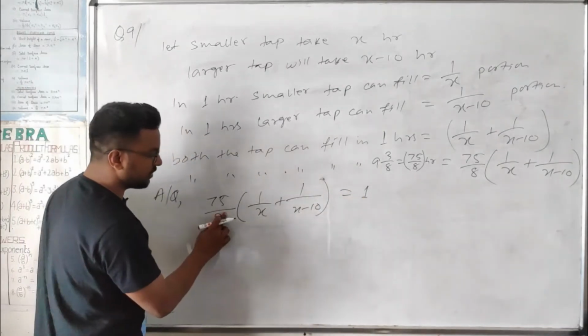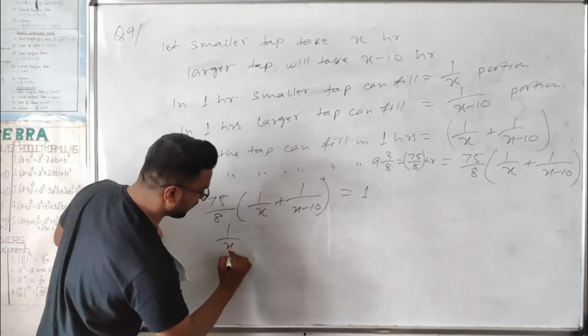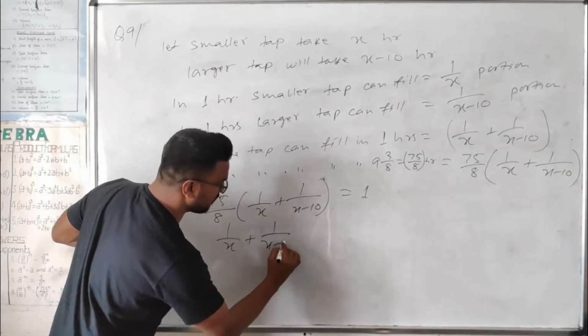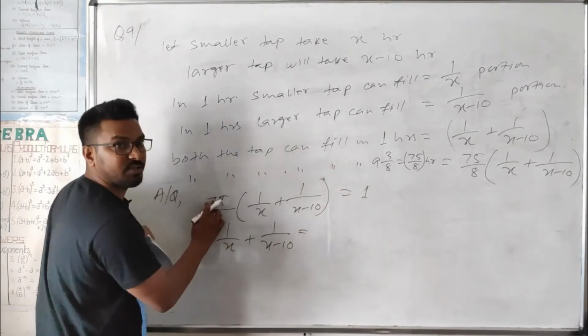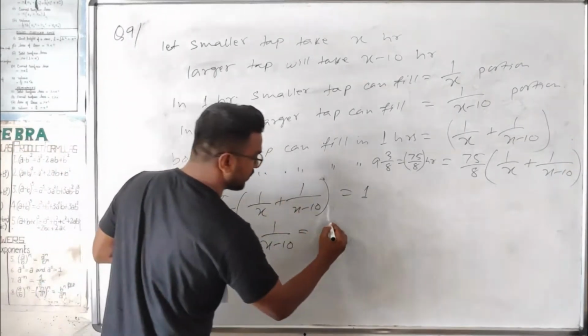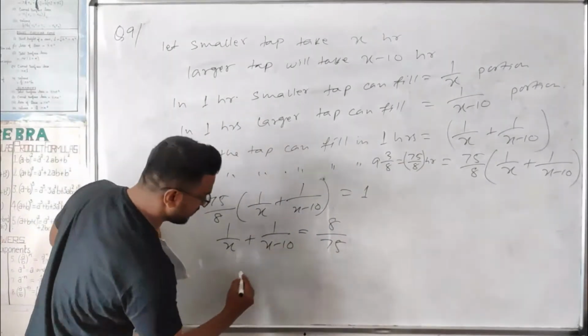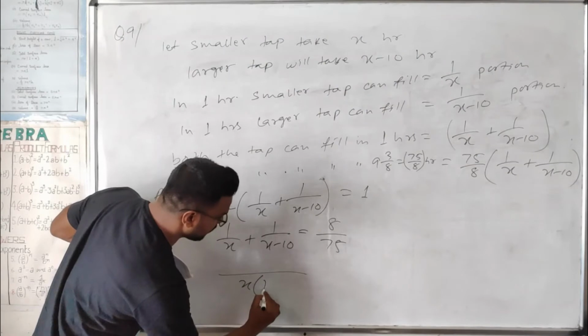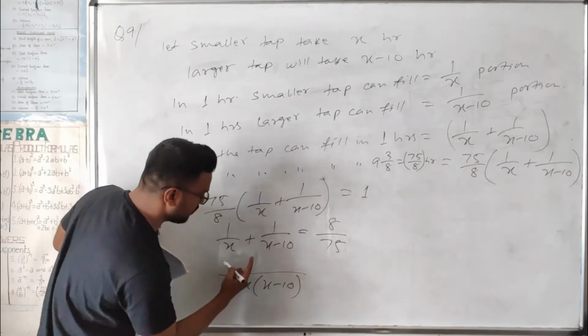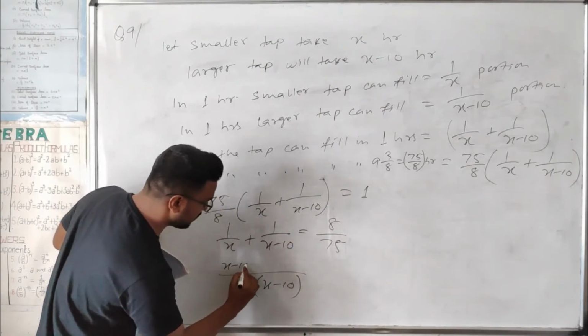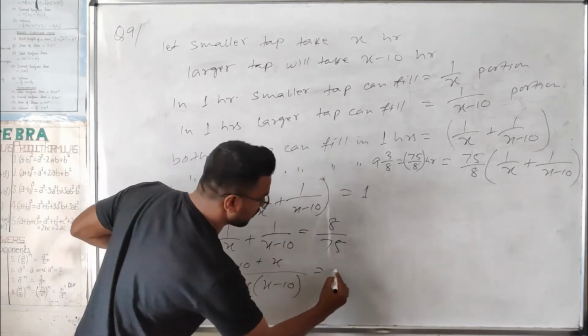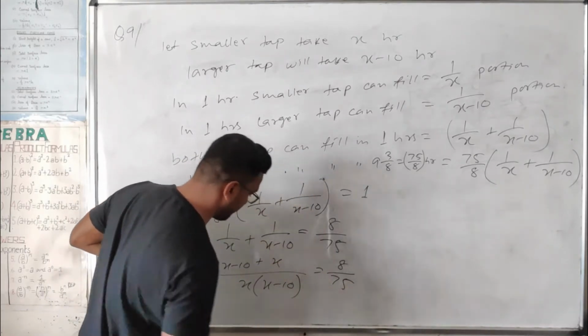Okay, so if you take this one to the other side, it will become 1 by x plus 1 by x minus 10. So this will get reciprocal, right? This will go in the numerator like this. Now if you take LCM, it will become x into x minus 10. So if you cross multiply, this will be x minus 10 plus x equals 8 by 75.